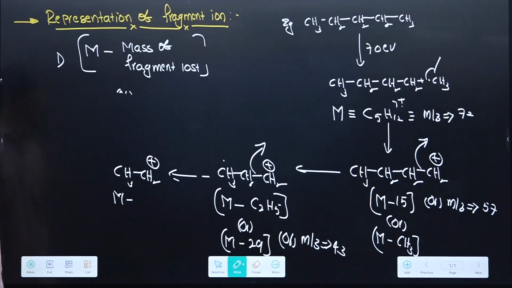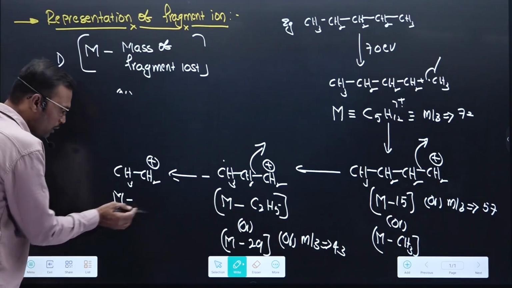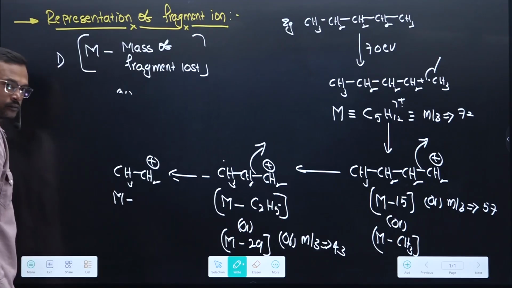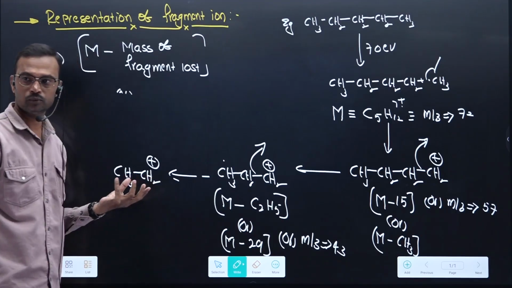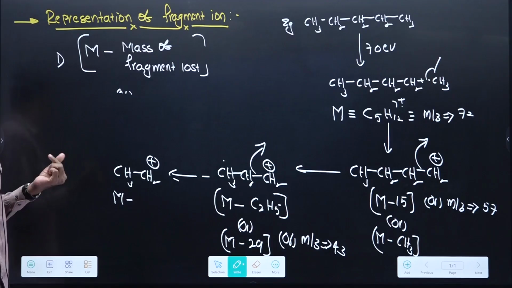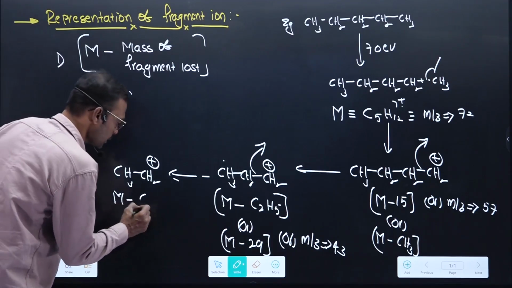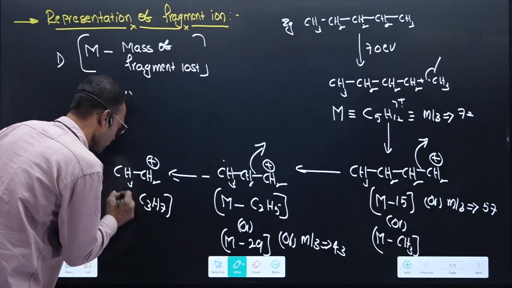See, from the molecular ion, if I remove some group, I will get this one. What group should I remove? C3H7, very good. If I remove C3H7, then only you will get this one.